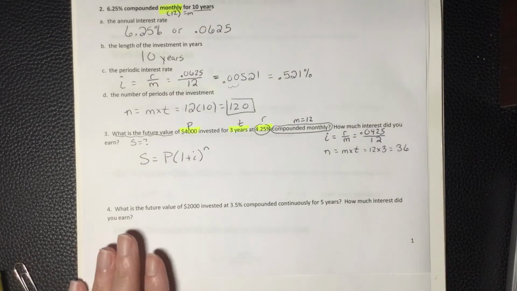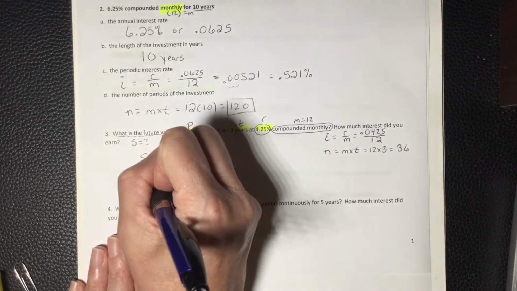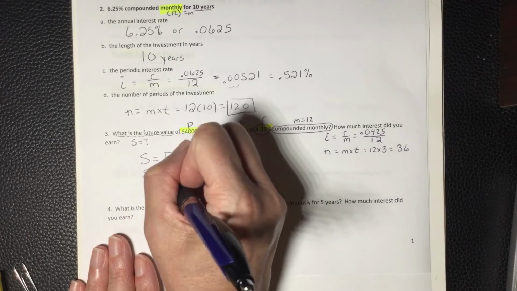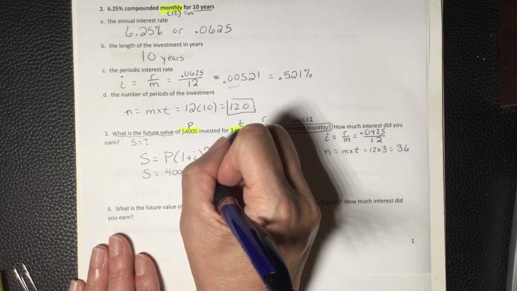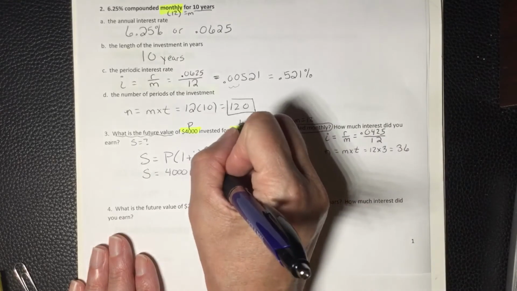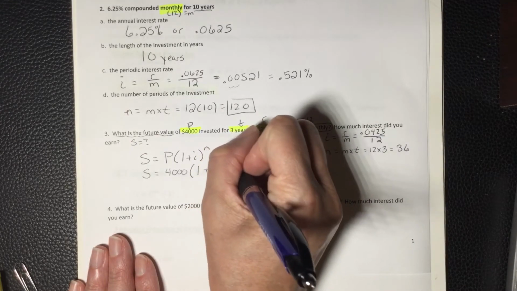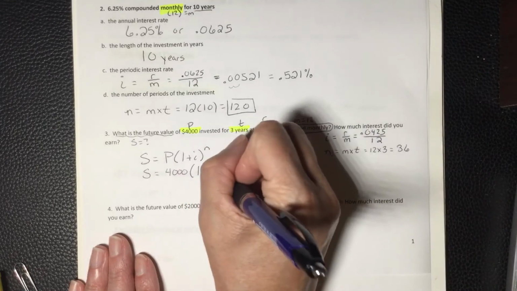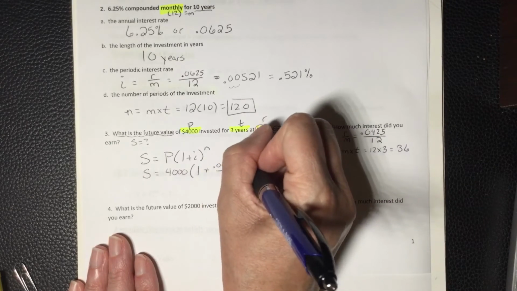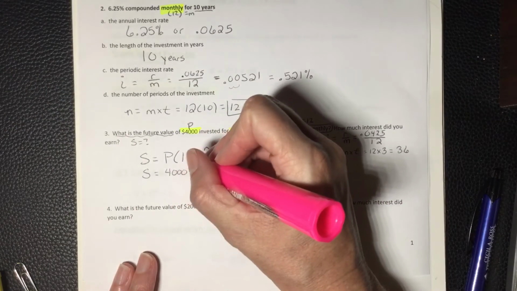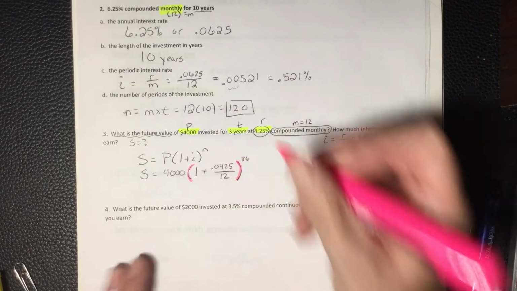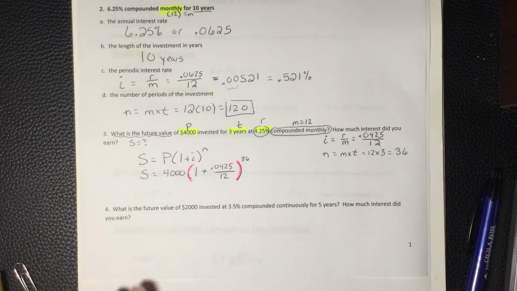All right, so now I'm ready to plug into my formula. I don't know S. P is 4,000. And then in parentheses, 1 plus, in place of I, 0.0425 divided by 12, all raised to the 36th power. Now when you put this into your calculator, the only place you need parentheses is right here where you see them in the formula. Okay, so let me show you how to plug that into your calculator.